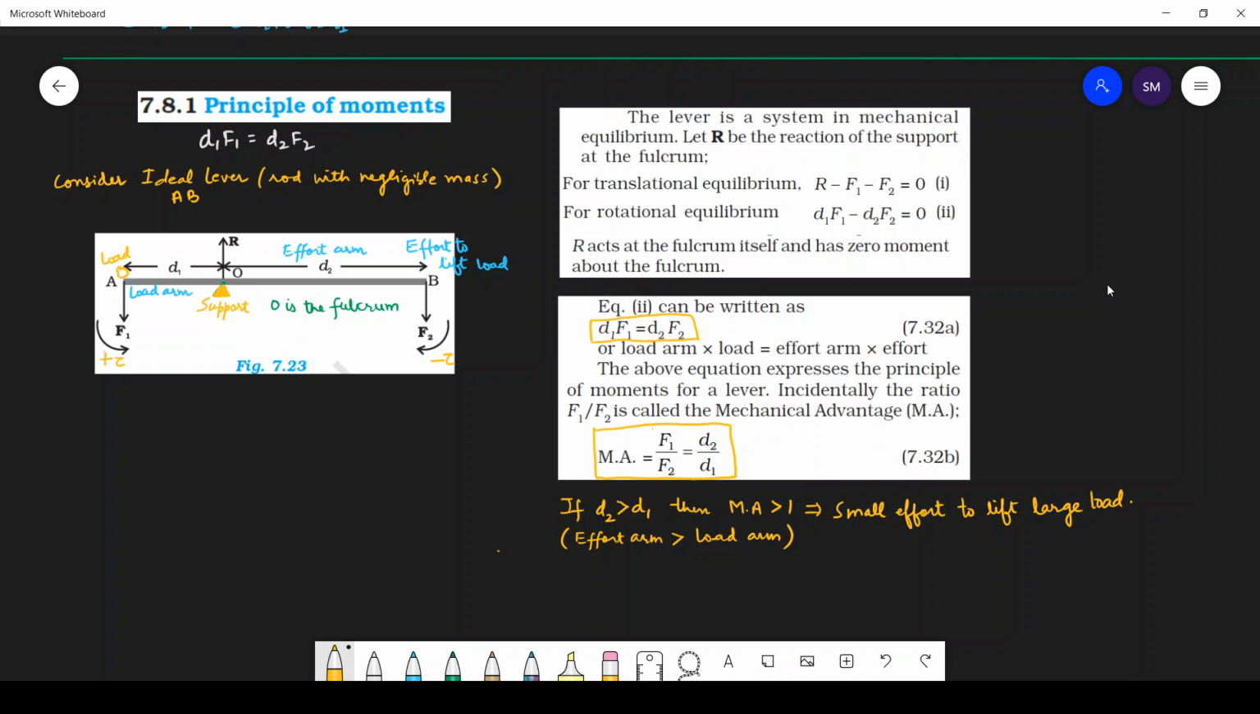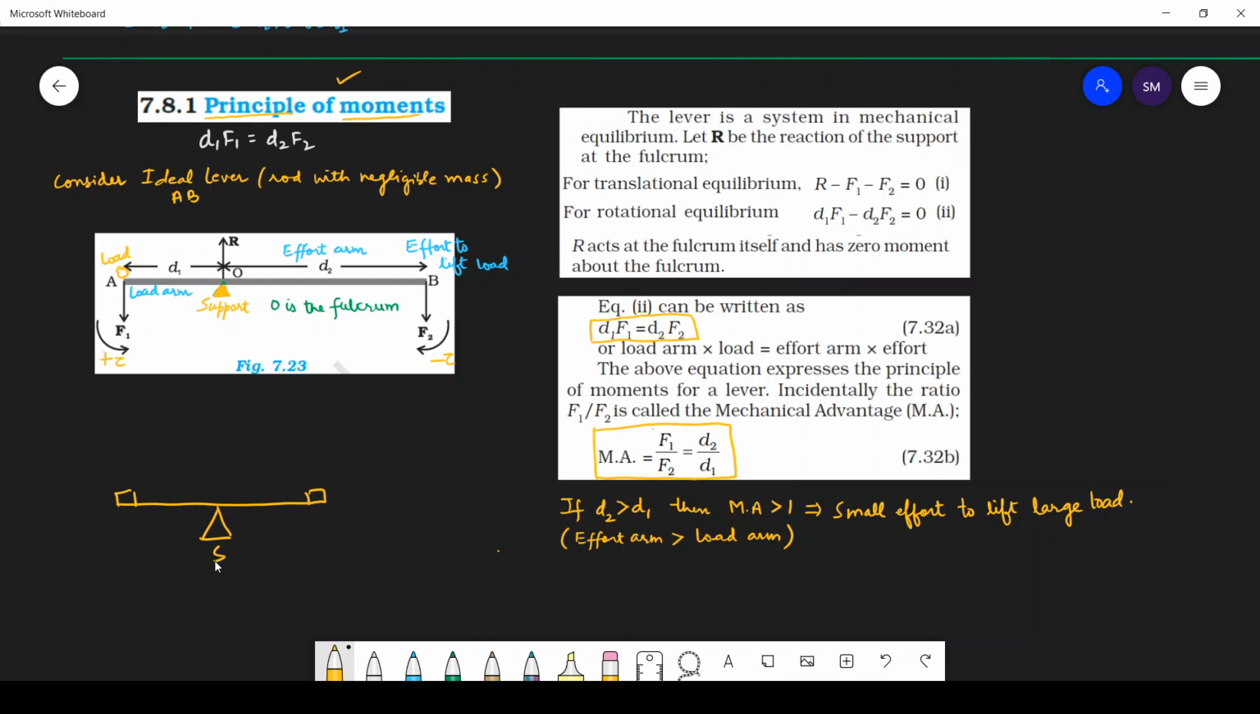So the next topic is principle of moments. So what is principle of moments? See here, I have placed this support over here. This is a rod and I have placed a support. This is just like your seesaw. You know, the students sit at both the ends, right? It is just like a seesaw.